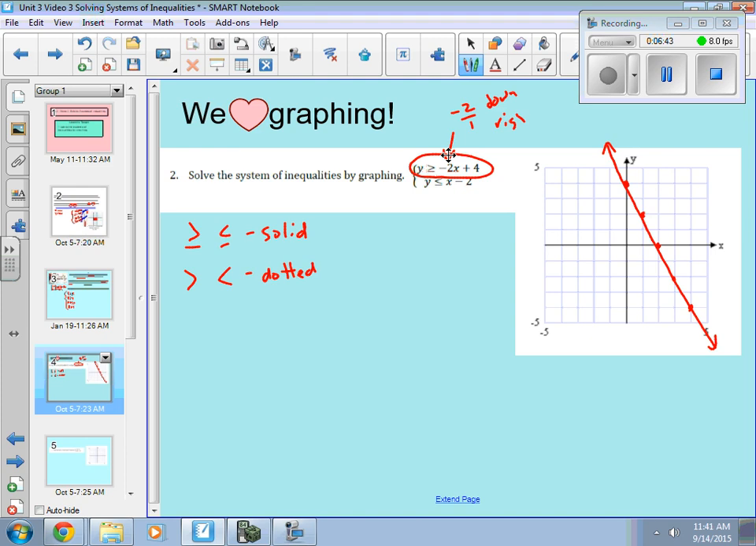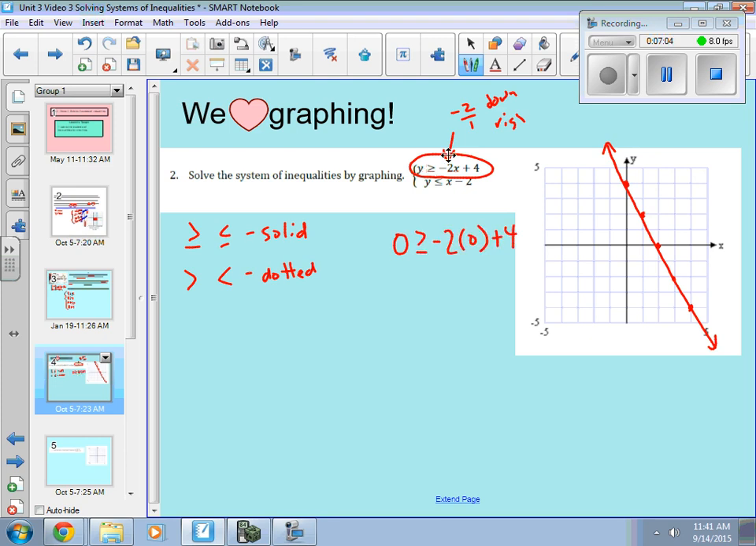So to do that, pick a test point, and the easiest test point we always said is 0, 0, unless your line actually goes through the 0, 0 point. Here it doesn't, so we can use 0, 0. So let's put 0 in for y, and let's put a 0 in for our x, and see what we get.